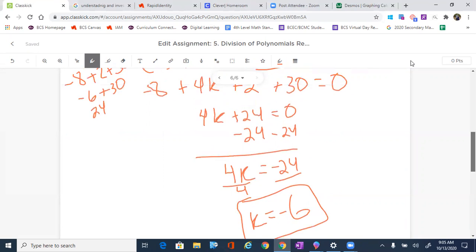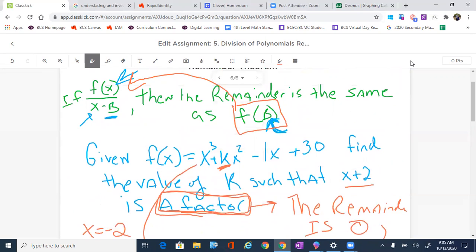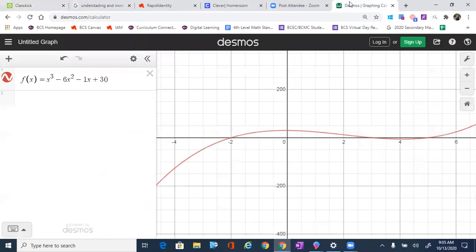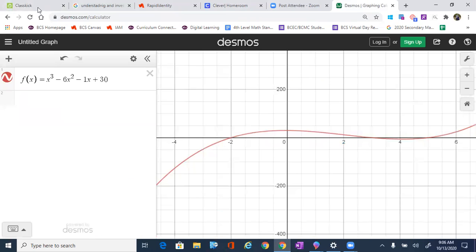So now let's go ahead and check that on Desmos, because obviously that's going to be the smartest thing for us to do. So I need to put a -6 right here, and we want the remainder to be 0. So we come over to Desmos. Let's go ahead and plug this in. And you can tell right here, I've plugged it in, x cubed minus 6x squared minus 1x plus 30. If x plus 2 has a remainder of 0, it is a factor. So x plus 2 is a factor if the remainder is 0.